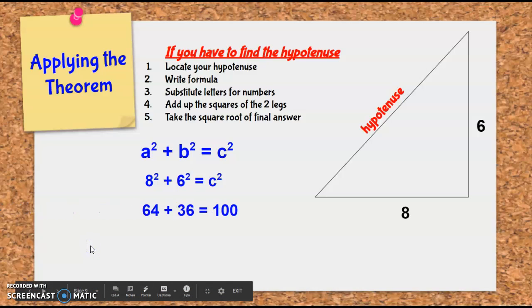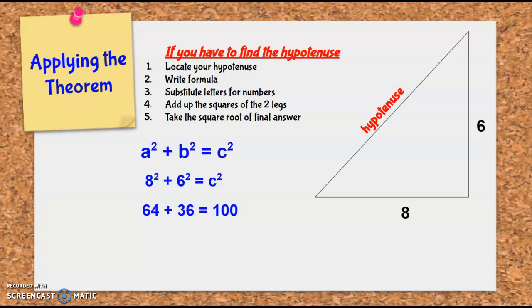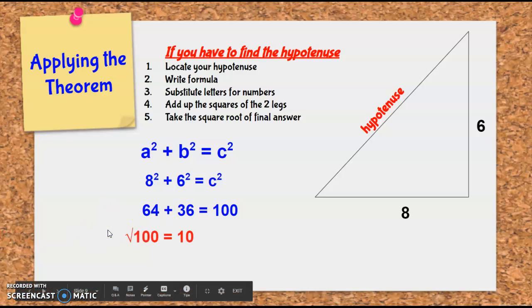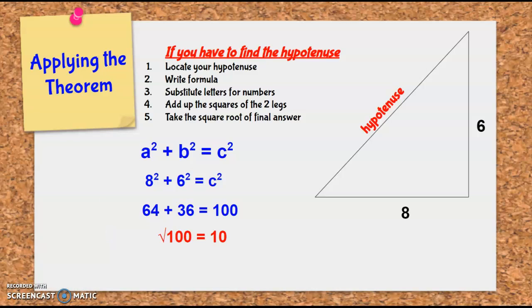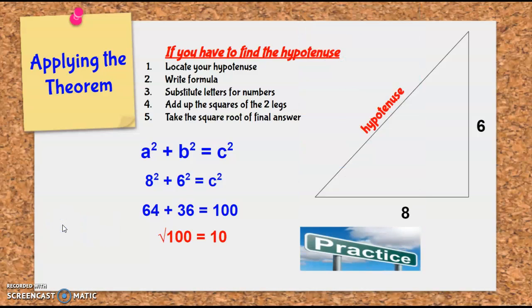Your fourth step consists of you adding up the squares of the two legs. In this scenario, we have 8 squared plus 6 squared, which equals c squared. 8 squared is 64. 6 squared is 36. 64 plus 36 equals 100. From there, you will take the square root of your final answer. The square root of 100 is 10. Okay, from there, you can proceed and do your additional practice on finding the hypotenuse.